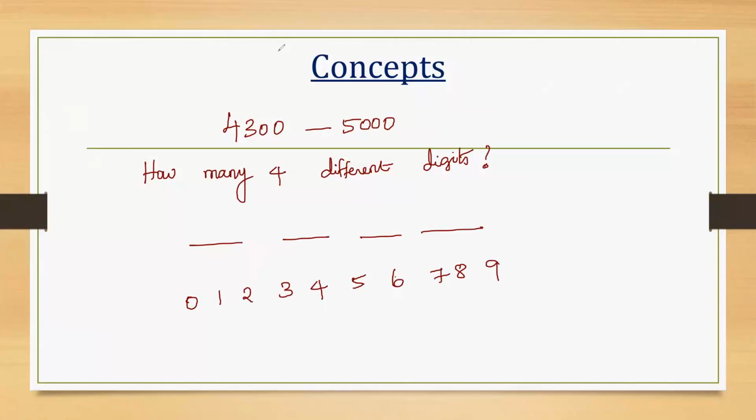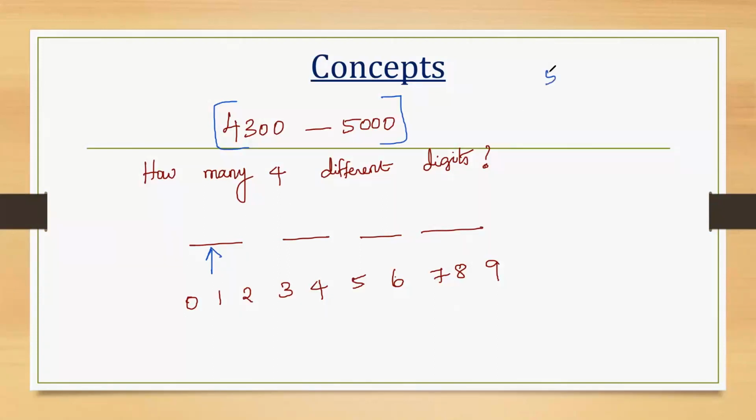Okay, how will you find this? So what is the first number here? Which number will occupy this place? Yes, Hemant, we will check that. No, Charan. Actually, the question starts from 4,300 to 5,000, right? The first place is filled only by the 4, not 5.